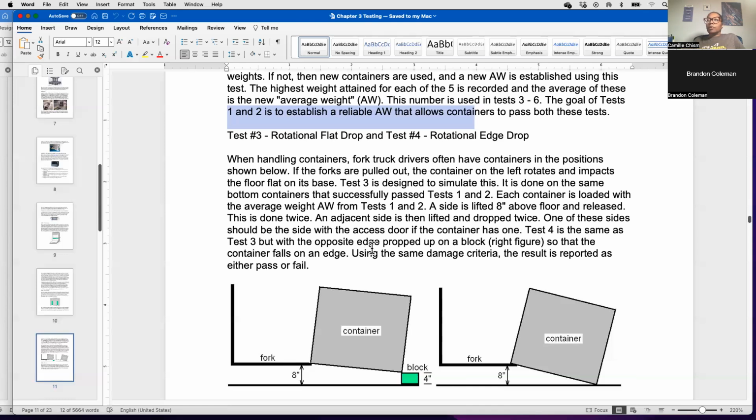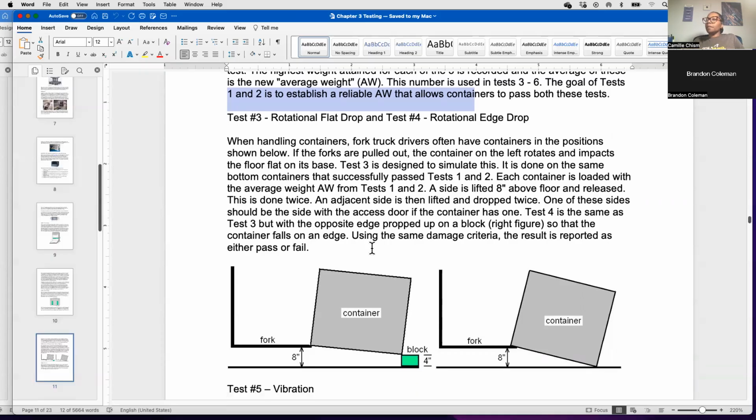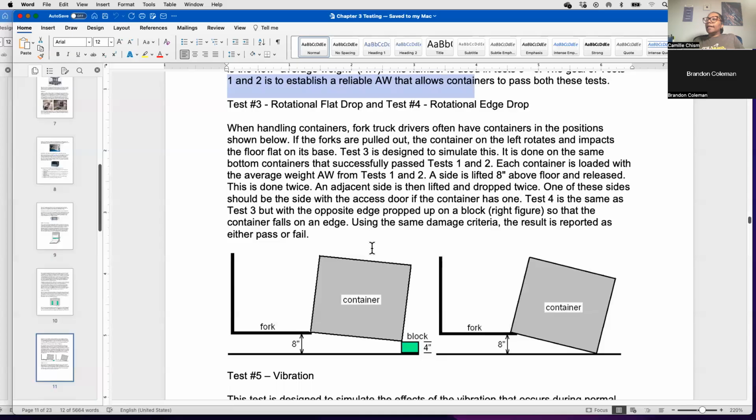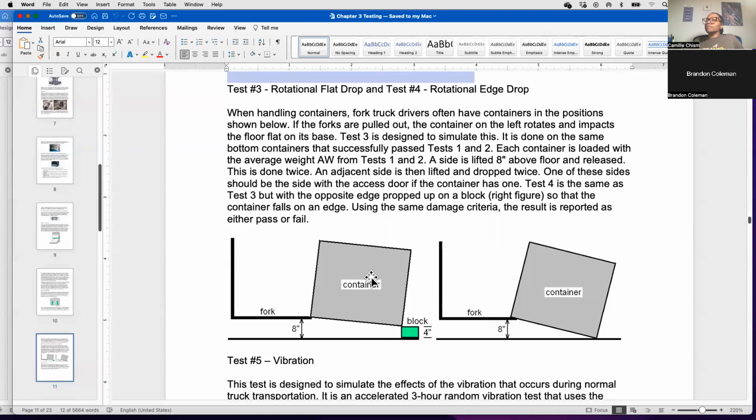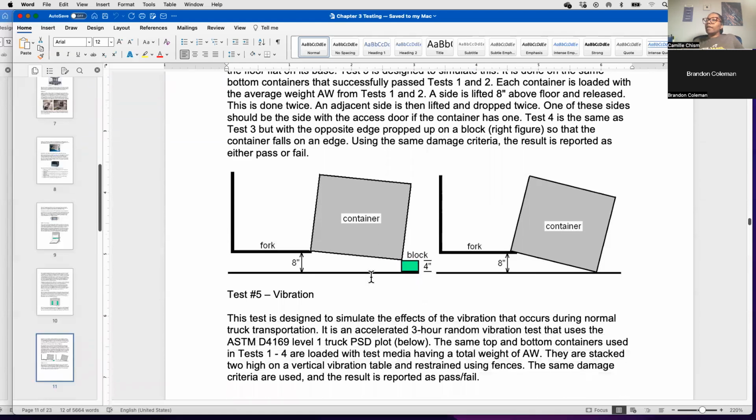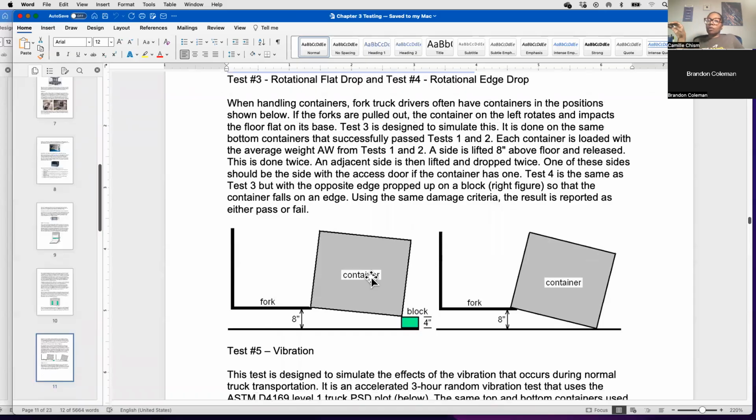Again, you want to focus on making sure that you have captured the behavior of this bin when you drop it on the access side. There are some tests where I've seen they have wood blocks, and they prop it up because they want to get to 4 inches versus the 8 inches. And with that one, you're not trying to capture a weight like you were in test 1 and test 2. This one is a pass or fail.